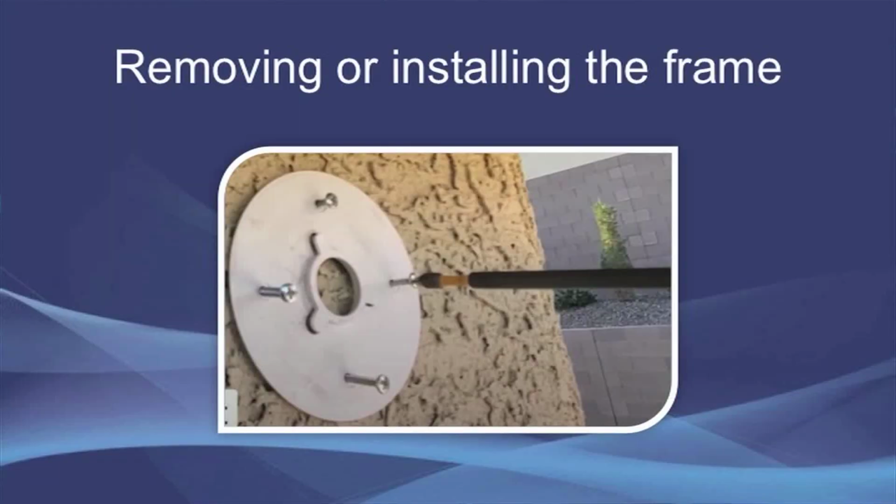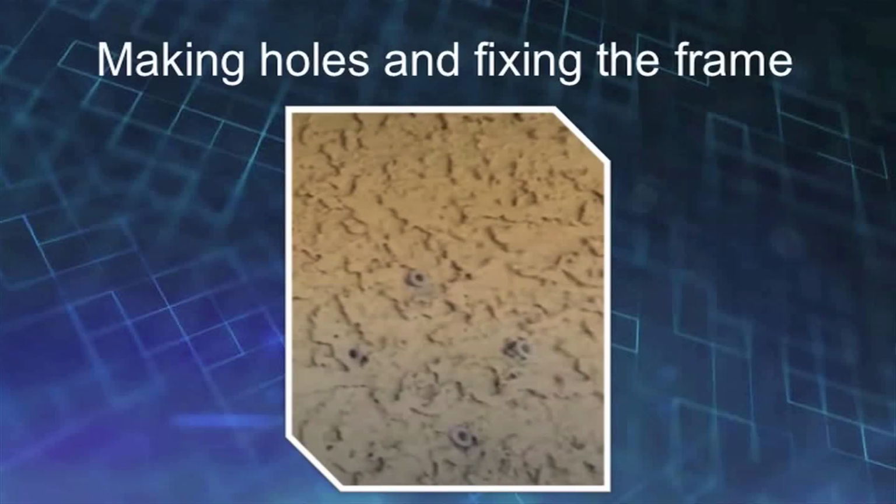Now, removing or installing the frame or the bracket is usually done with a simple screwdriver. It's a very simple process of screwing and unscrewing the screws. Before installing, holes are to be made on the wall for fixing the frame, and these holes are to be marked according to the location of the camera that is decided.